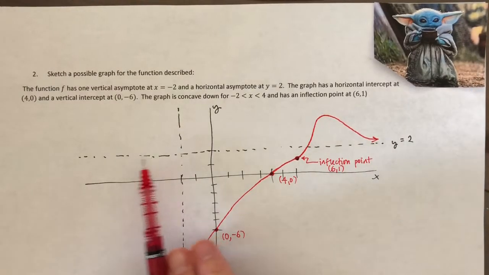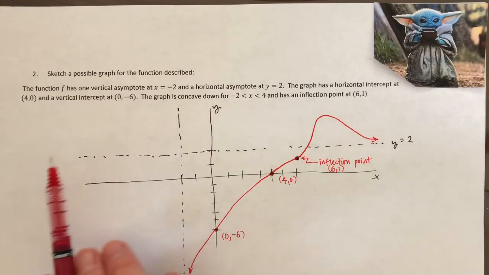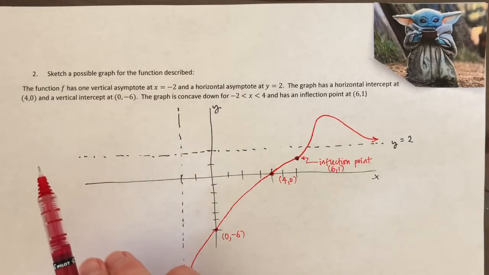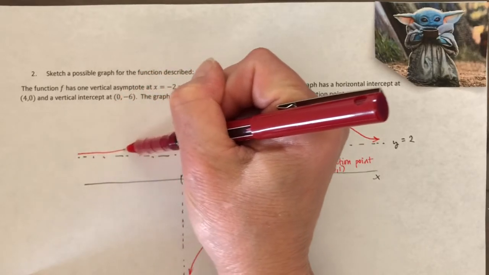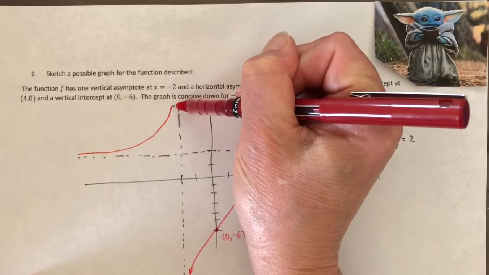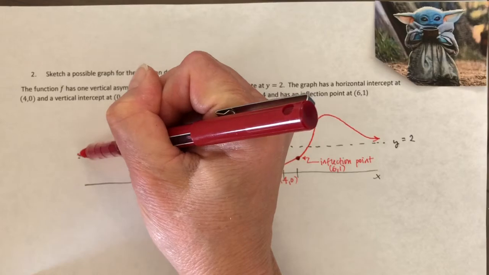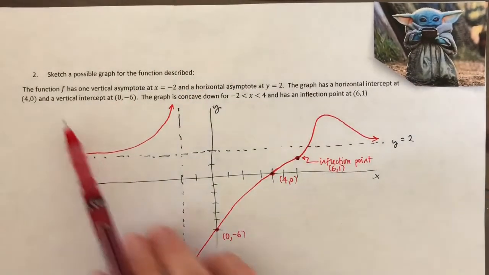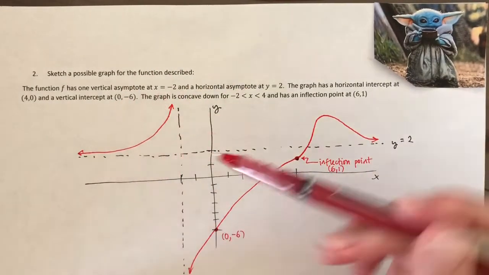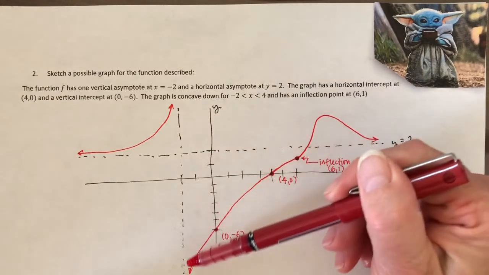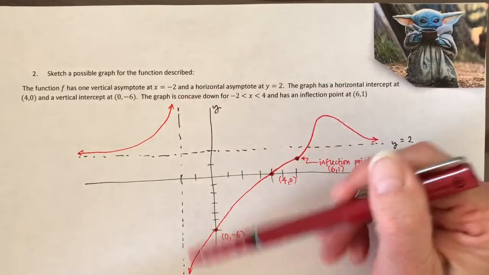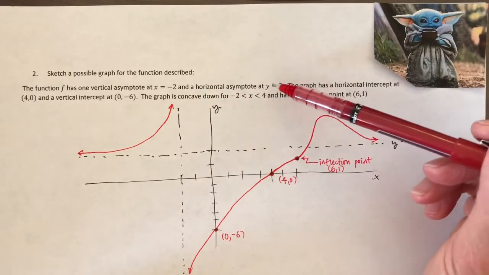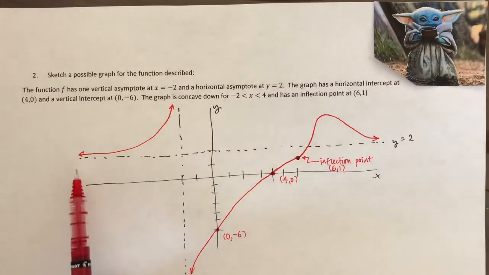And then as far as this side over here, they don't give us many clues, so we get to choose what we want it to look like. We'll make it look pretty simple. Maybe something like this. Okay, let's check everything out. Has one vertical asymptote at x equals -2. Yep, that's a vertical asymptote because this function is going to totally miss this vertical line.